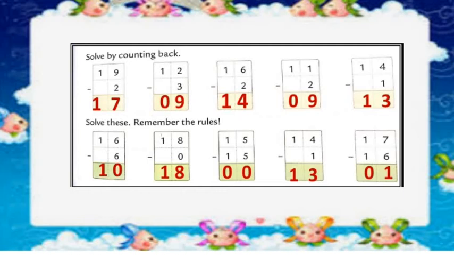This is the rule of subtraction, that whenever we are going to make subtraction of 0 with any number, we get the same number as an answer. That means 18 minus 0, we get 18. Move on to the next sum.